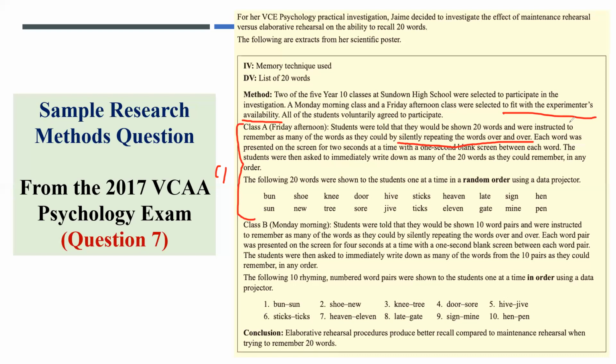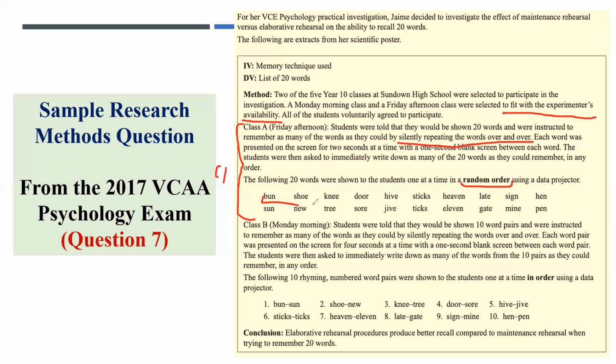Each word was presented on the screen for 2 seconds at a time with a 1 second blank screen between each word. The students were then asked to immediately write down as many of the 20 words as they could remember in any order. The following 20 words were shown to the students one at a time in a random order using a data projector. So why they've bolded random order is probably to indicate that they're not showing words like bun and sun together. They're not showing words like sticks and ticks right next to each other.